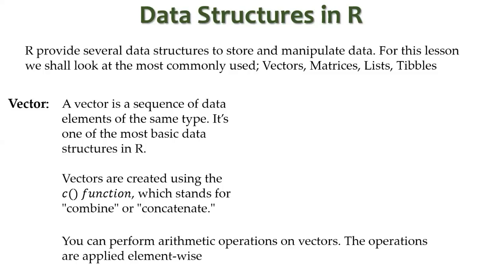So vectors come in various forms. We have character vectors, numeric vectors, and logical vectors. A vector is a sequence of data elements of the same type. So just put that at the back of your mind: a vector contains data of the same type. You cannot have a numeric and a character element in the same vector. You cannot have two data types in the same vector. It should be only one data type. And these arithmetic operations can be performed on vectors of the same data type.